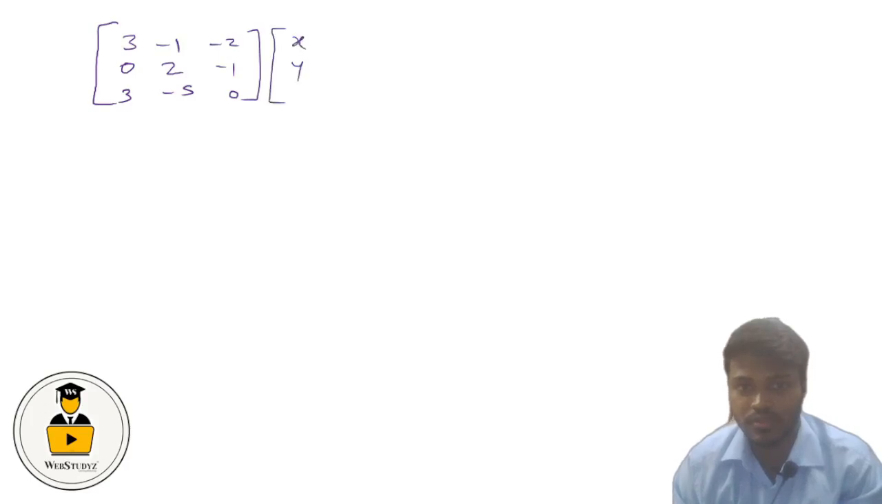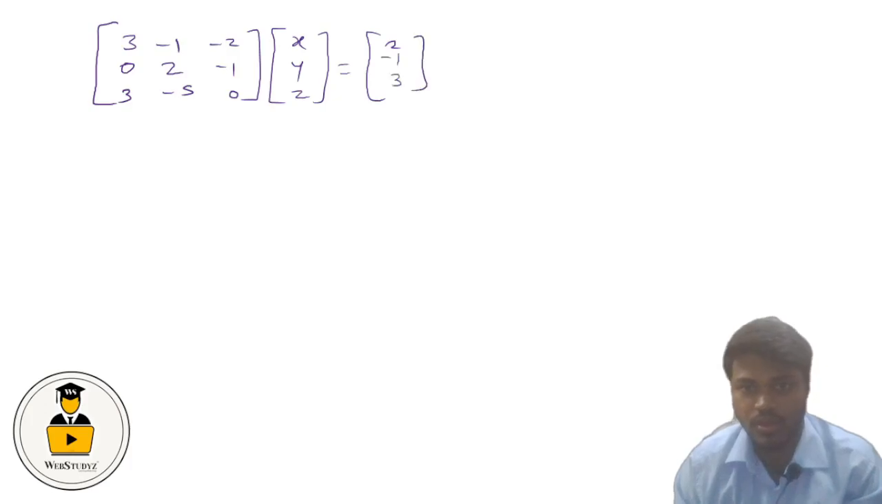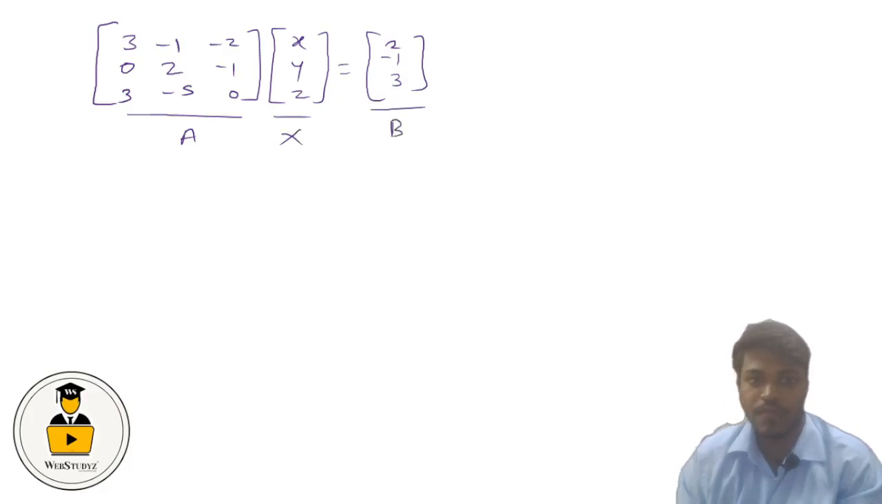So this is X, which is x, y, z, and this will be equal to our B, which is 2, minus 1, 3. So we have written the system of equations in matrix form, where this is our matrix A, this is our matrix X, and this is our matrix B. Now the first thing we need to check here is the determinant.